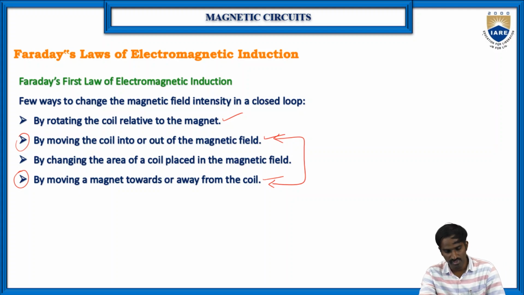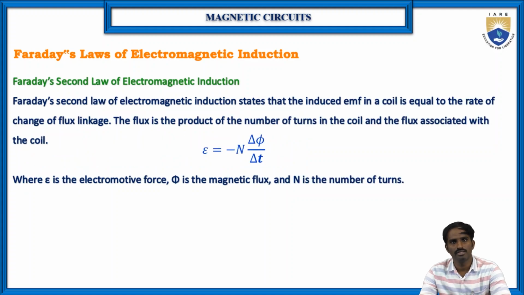So this is Faraday's law of electromagnetic induction. I hope everybody is clear about what Faraday's first law deals with and how an EMF is induced in the coil. The process of EMF induced in the coil is called Faraday's law of electromagnetic induction, right? Then Faraday's second law of electromagnetic induction. According to the first law an EMF is induced, but what is the amount of EMF? How do we quantify the EMF induced in that coil? That relation is developed based on Faraday's second law.